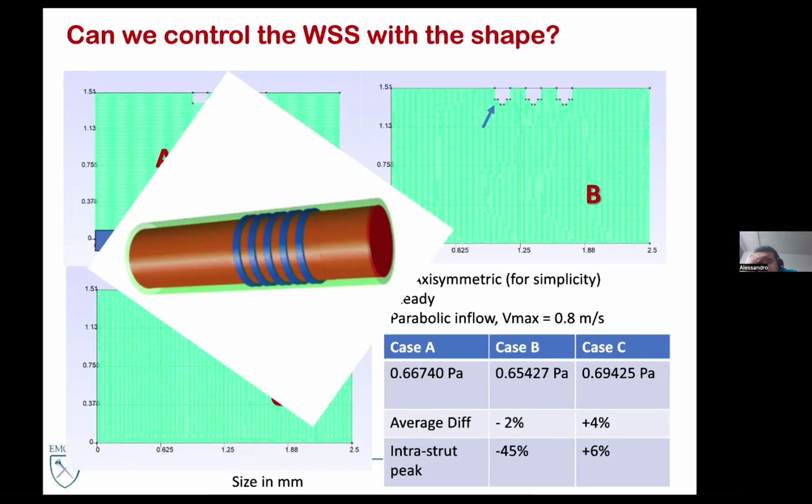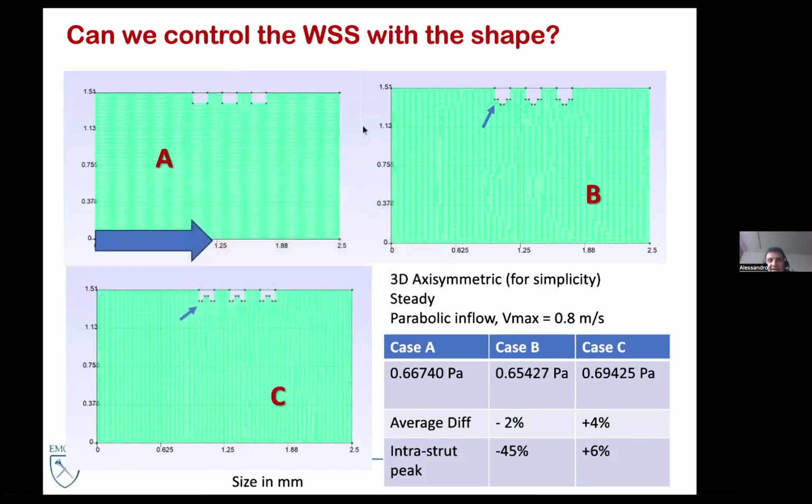Honestly, this is not clinical, this is not biomedical engineering. Nobody asked me this question. It's just me thinking: is it possible to find a shape of the struts that can control the wall shear stress? In order to answer this question, and I have just very preliminary results, and I don't know where I'm going with these results, but I'm happy to show you, I ran some simulations, and I used 3 possible shapes as preliminary results.